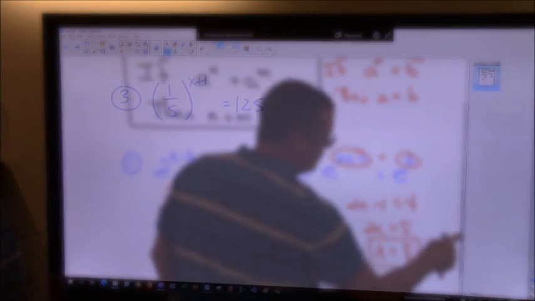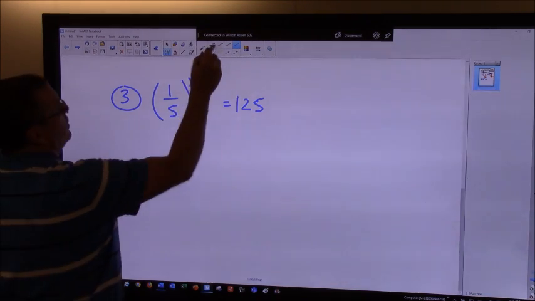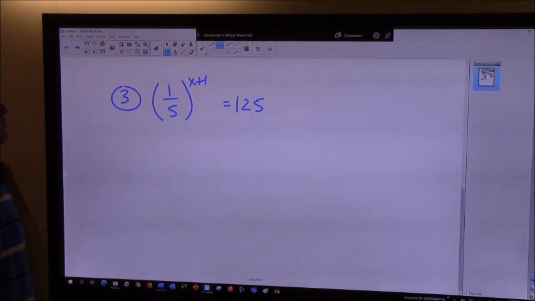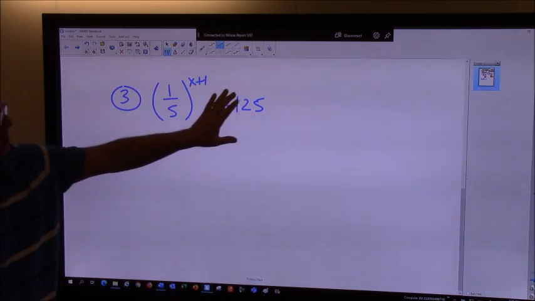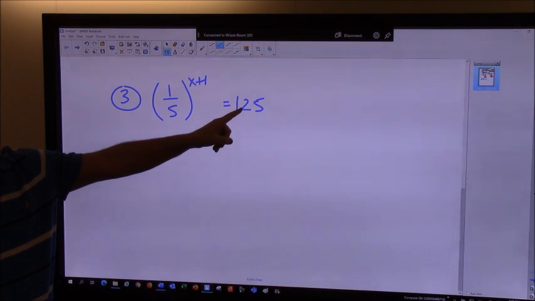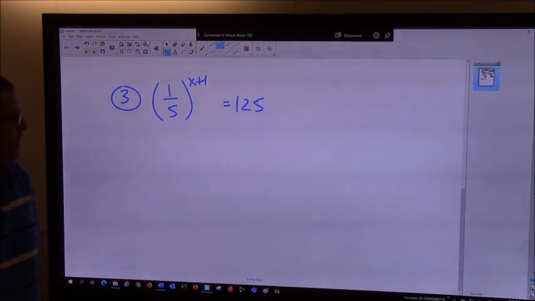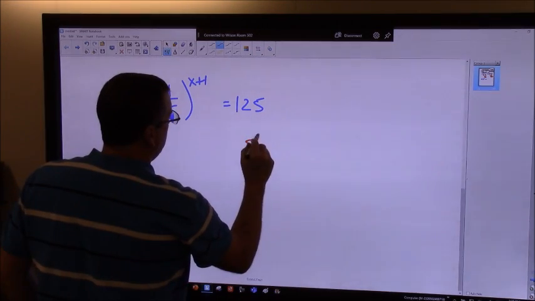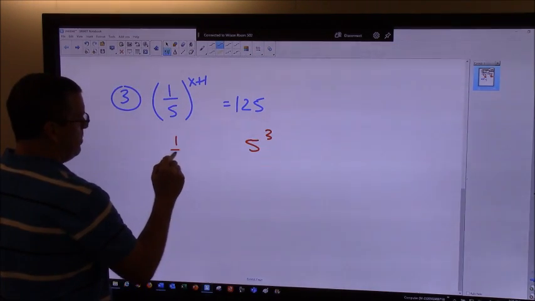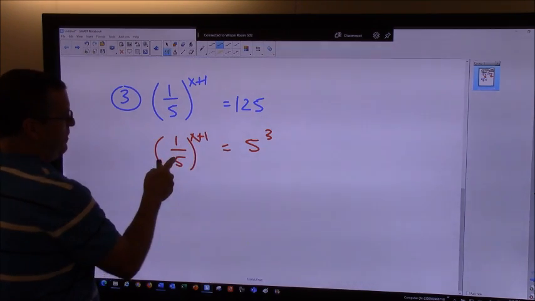Let's try another one. All right, you guys go ahead and try this one. All right, so if I was going to work through this, here my base is 1/5, here it's 125. I know that's 5 to the 3rd power, right? 5 times 5 times 5. So I could at least write that in here, but that doesn't make my bases equal. Okay, 1/5 is not equal to 5.